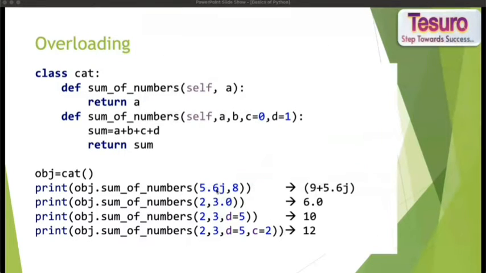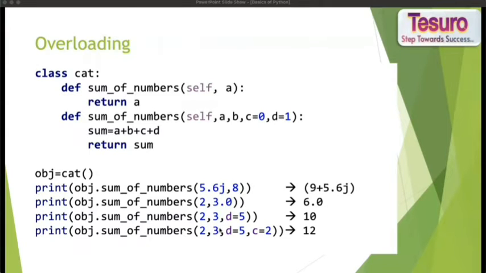And here 5.6j, which is a complex number, is added with a. So 8 plus 1, 9 plus 5.6j. And here 2 comma 3.0, 3 plus 2 plus 0 plus 1, it's 6.0. And here I'm explicitly changing, I mean, instead of 1, I am saying the d value is 5. Now the value is 5 plus 3 plus 2, 10.